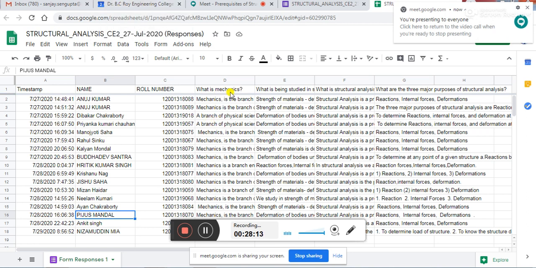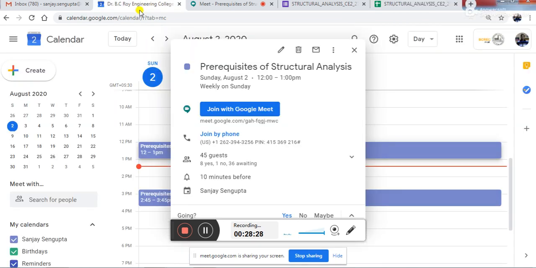I have given some questions. What is mechanics? What is being studied in structural analysis? What is strength of material? What is structural analysis? What are the 3 major purposes of structural analysis? You need to make just one-liner or 2-3 word answers, right?